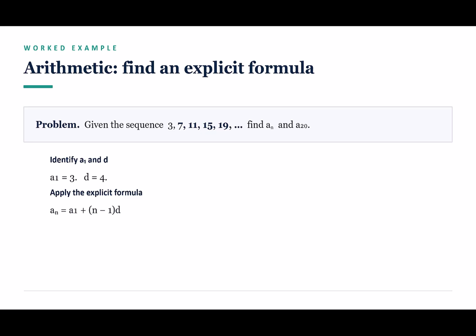Next, we need to apply our explicit formula. And as a reminder, that's a sub n is a1 plus n minus 1 times d. So we'll plug in 3 for a1 and we'll plug in 4 for d. Now we have 3 plus n minus 1 times 4. We're going to expand and simplify. We get 3 plus 4n minus 4, which becomes 4n minus 1. Now that we have a nice formula, we can evaluate when n equals 20. A sub 20 will be 4 times 20 minus 1, which simplifies to be 79.